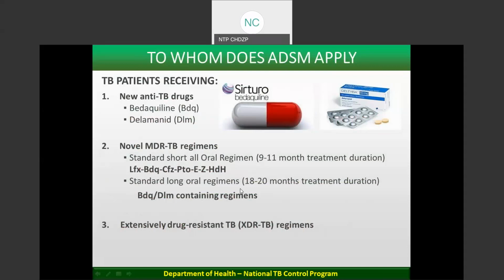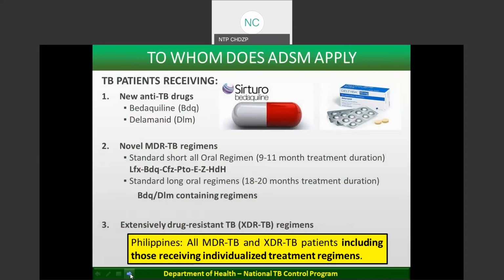And then it also includes extensively drug-resistant or XDR-TB regimens. So most XDR regimens will be individualized treatment regimens. In the Philippines, all MDR-TB and DR-TB XDR patients, including those receiving individualized treatment regimens, are included.